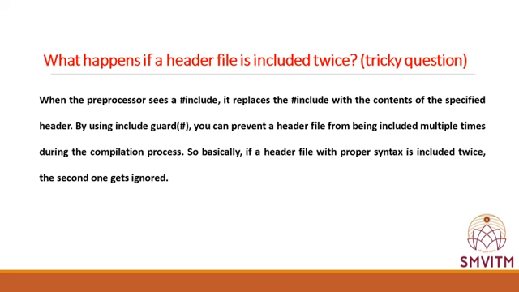When the preprocessor sees a #include, it replaces it with the content of the specified header. But what happens if it sees #include a second time? By using an include guard, you can prevent a header file from being included multiple times during the compilation process. So basically, if a header file with the proper syntax is included twice, the second time it is ignored.